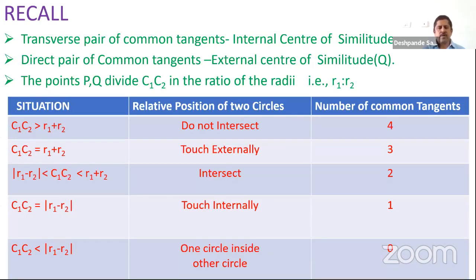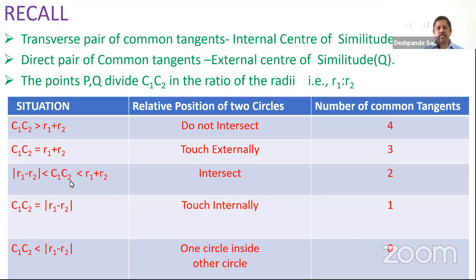We also discussed the relative positions of the circles. If the distance between centers C1C2 is greater than R1 plus R2, the circles do not intersect, and you'll have 4 common tangents, 2 direct common tangents and 2 transverse common tangents. If C1C2 is equal to R1 plus R2, then the circles touch each other externally. So you'll have a pair of direct common tangents and 1 common tangent, totally 3 tangents.